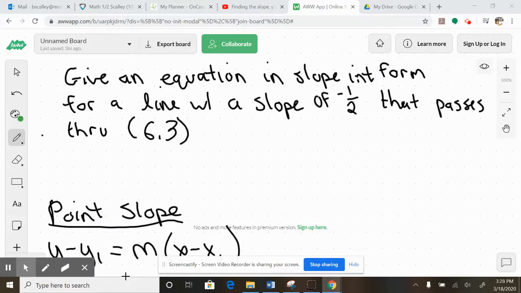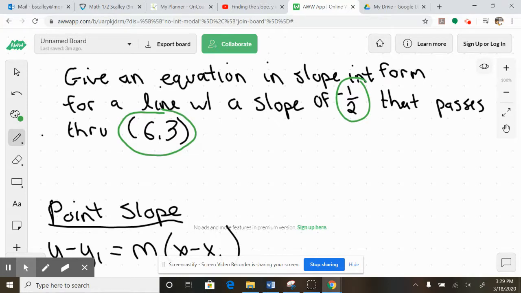So sometimes you'll be given questions that sort of have this makeup. It'll say, give an equation in slope-intercept form for a line with a slope of -1/2 that passes through (6, 3). So all they're giving me is the slope and a point, a random point that the line goes through. They're not giving me slope and y-intercept.